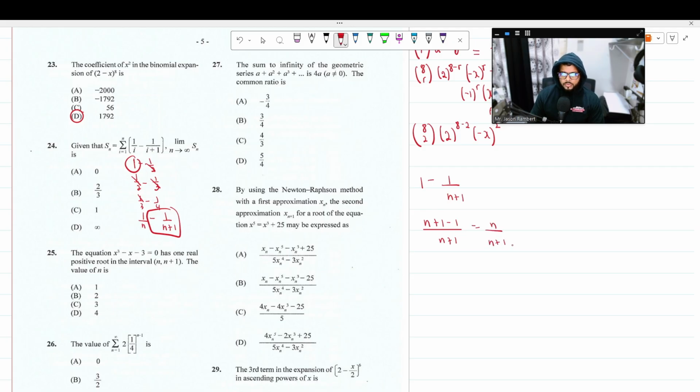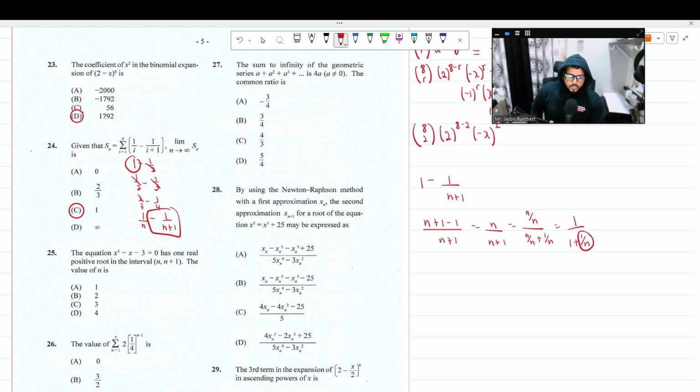And then we want to know, when n tends to infinity, we're going to have to divide by the highest power, which is n over n plus 1 over n, 1 over 1 plus 1 over n. As n tends to infinity, this tends to 0. I'll get 1 over 1, which is 1. C is my answer.